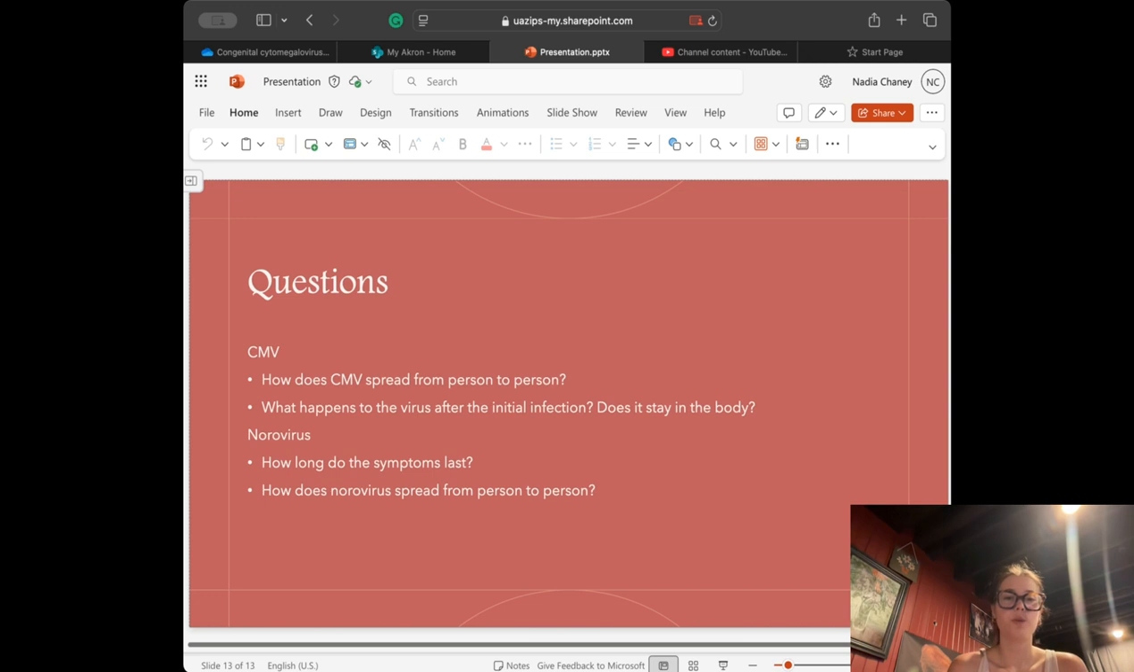So, some questions for CMV is how does CMV spread from person to person? And what happens to the virus after the initial infection? Does it stay in the body? Does it go away? And for norovirus, how long do the symptoms last? And how does norovirus spread from person to person?